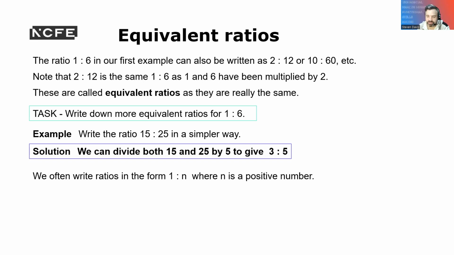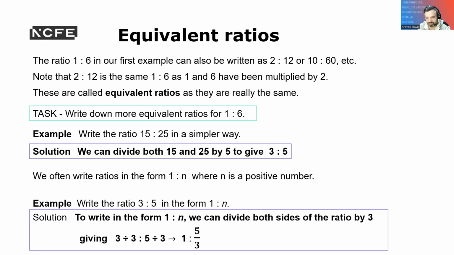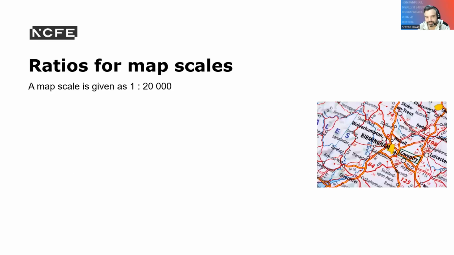We often write ratios in the form of 1 to n, where n is a positive number. So, for example, write the ratio 3 to 5 in the form of 1 to n. Solution, to write the form 1 to n, we can divide both sides by 3, giving 3 divided by 3, and then 5 divided by 3 gives us 1 to 5/3.